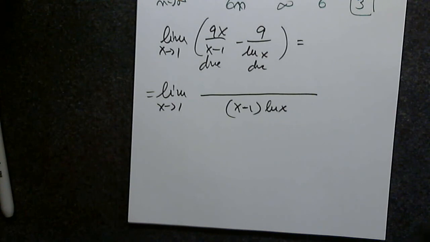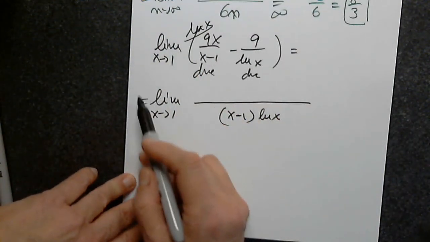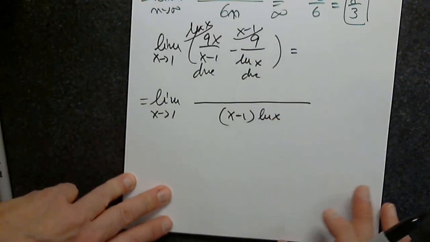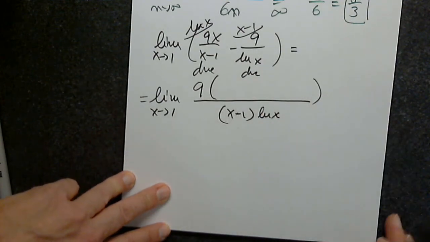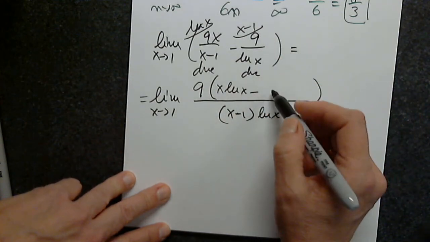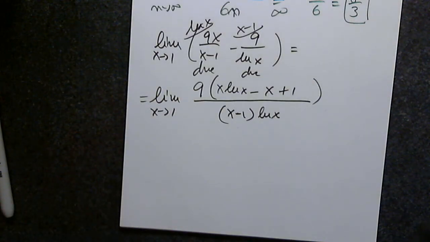I have to multiply the top by natural log x. To tell you the truth, I would have taken 9 outside, but that's okay. And multiply this by x minus 1. Agreed? So I'm going to put 9 in front now. So this is x natural log x, and this is a minus x plus 1, because I took the 9 outside. Is this okay so far? So I have negative x plus 1.